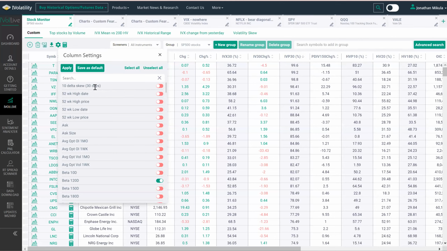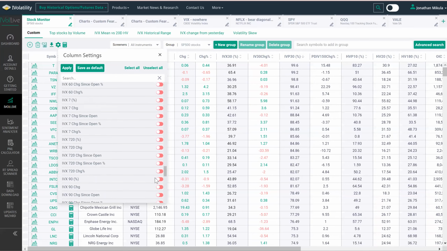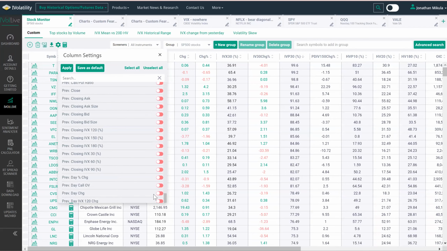So we can have a column that shows you the 10-day delta skew, or the 30-day 10 delta skew, right? That's a mouthful. 52-week high, 52-week low, ask, average option open interest. You can see this is alphabetized. Anything in green is showing display. Anything in red obviously is not displayed, but you can see there are dozens of different categories.